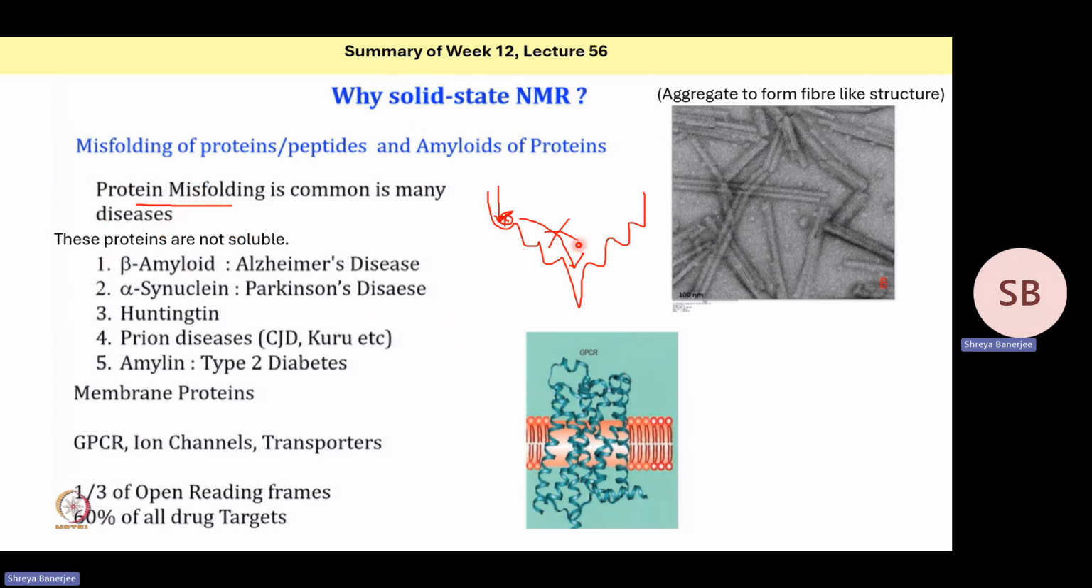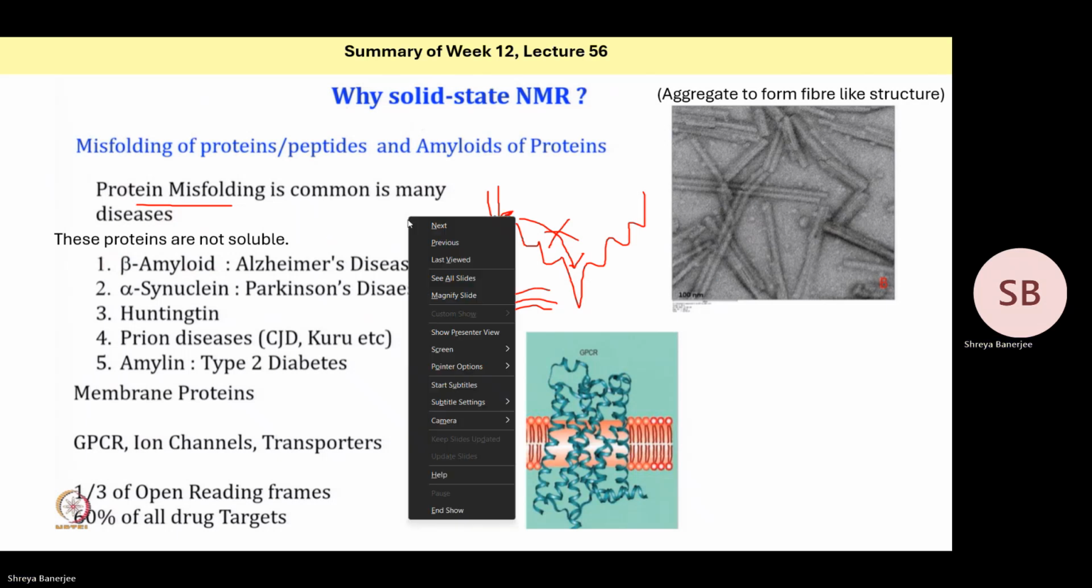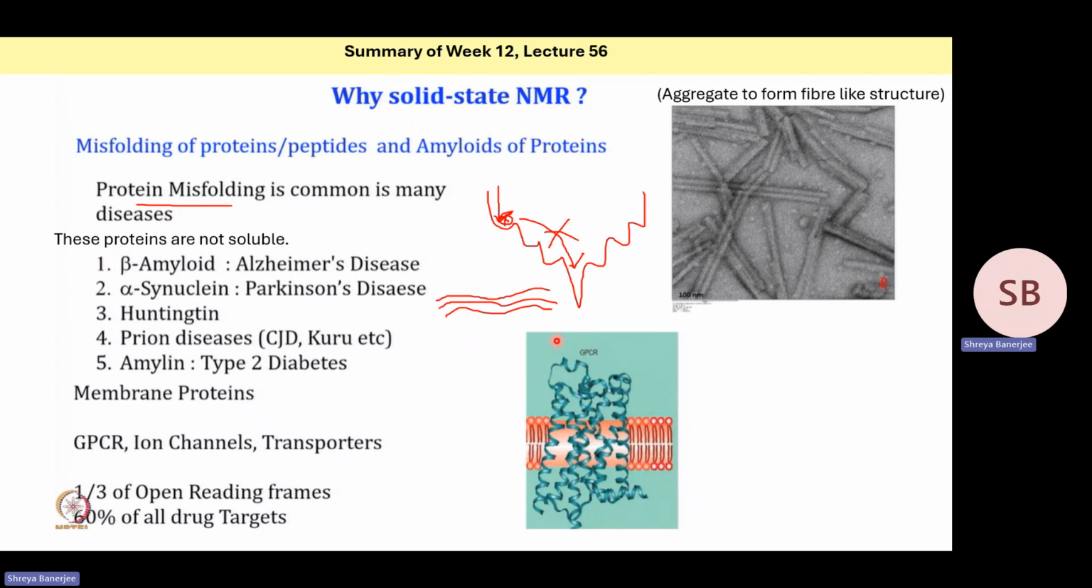Normally, whenever you have a misfolded protein, it starts to aggregate. You can see here a picture of the aggregation. If the protein is not in its native structure, fibers will form and they will sit on top of each other and form an aggregate. That is what is observed here. Due to this aggregation, the protein as a whole becomes insoluble. Many diseases are caused by this kind of aggregation of misfolded proteins.